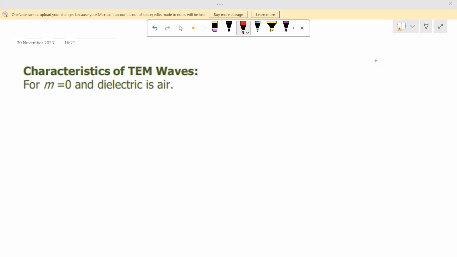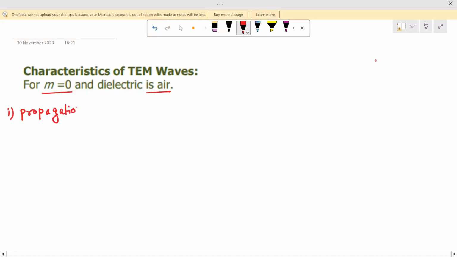Dear students, in this lecture, we are going to derive the characteristics of TEM waves. We know that for TEM waves, the value of m is equal to 0. Now, we are going to consider that the dielectric material between the two parallel planes through which the TEM wave is going to propagate is nothing but air. So, by considering air as dielectric and by taking the value of m as 0, we are going to derive a set of characteristics for TEM waves.